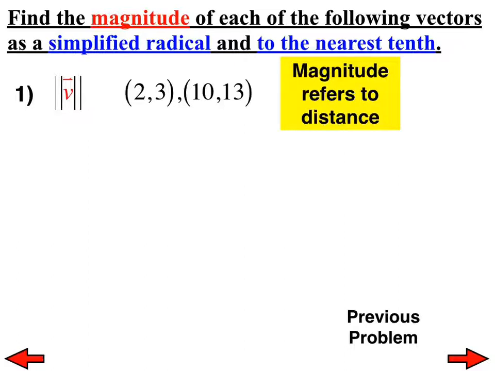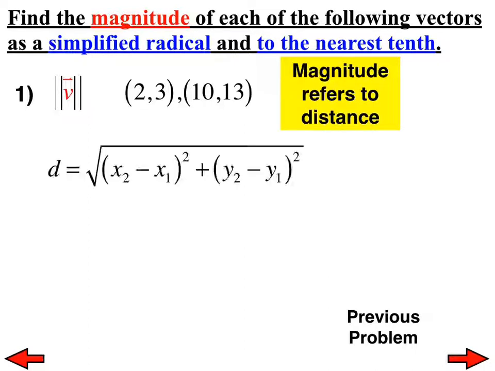So if you want to find the magnitude of vector v, you need to find the distance from 2, 3 to 10, 13. So remember, the distance formula is the square root of x sub 2 minus x sub 1, quantity squared, plus y sub 2 minus y sub 1, quantity squared. So everybody go ahead and do that. This is not the first time that we've used the distance formula.